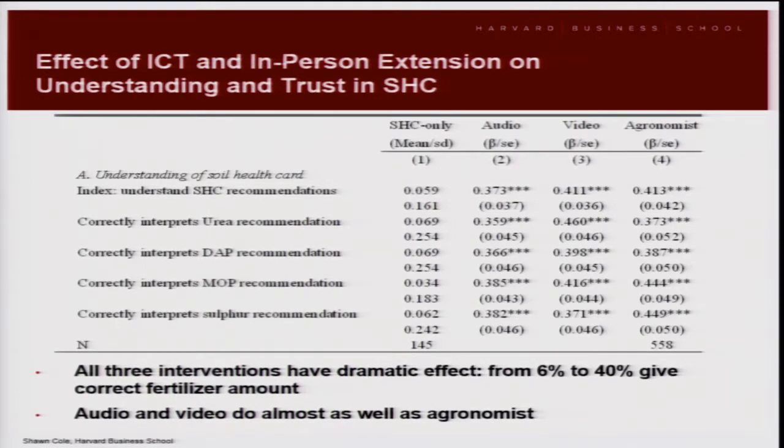We then looked at the main table from the experiment, which shows the effect of our intervention. And you see it's a pretty big effect. We go from 6% of people being able to answer the question, how much fertilizer should I buy for my land, to 37% in the audio intervention, 41% in the video, and 41% with the agronomist. So from 6 to 40% with this very simple intervention.